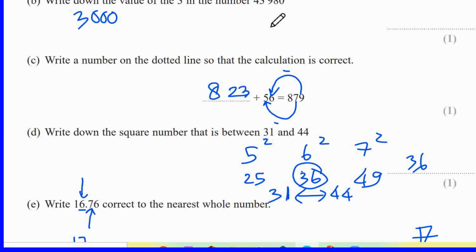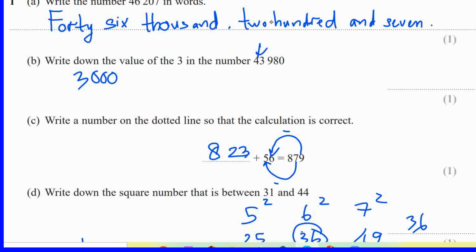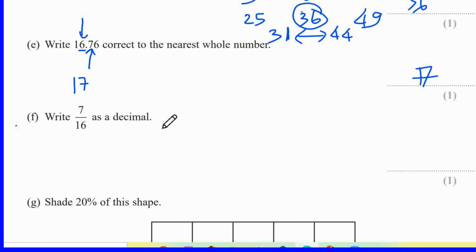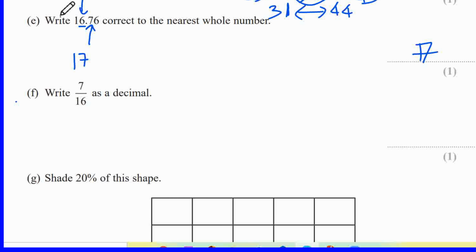Let's fill in here 3,000. Okay, let's go to the next question. Number F, write 7 over 16 as a decimal. So if we count with calculator, it's 0.4375. Easy. Next is number G.